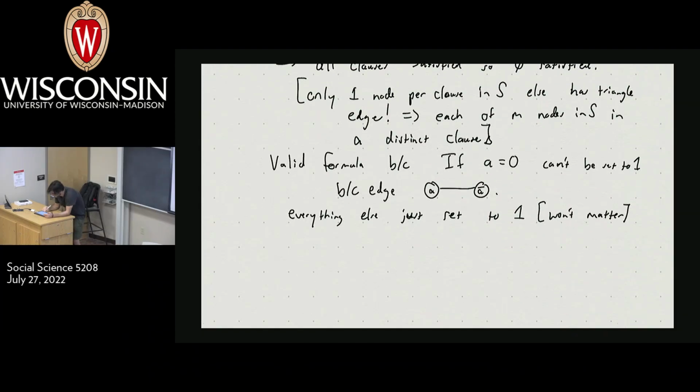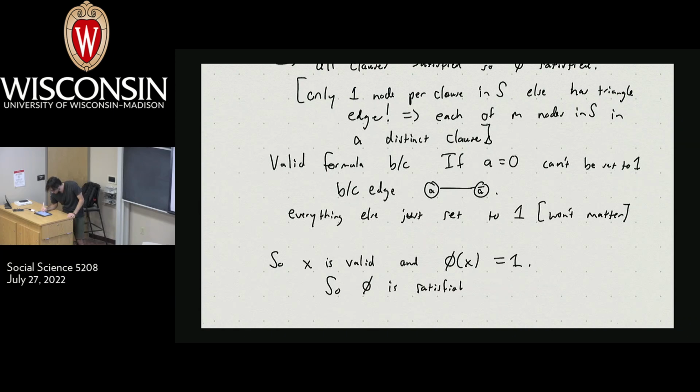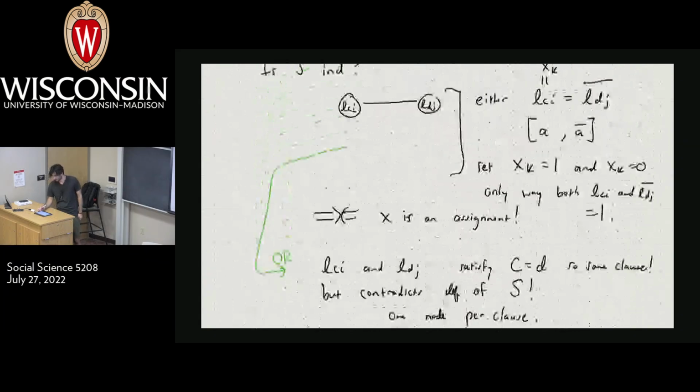And so overall, this setting we construct x is valid, and phi of x equals 1. And hence phi is satisfied. So phi is satisfiable. We know it's satisfiable because we found a specific assignment that satisfies it. And that completes the proof.